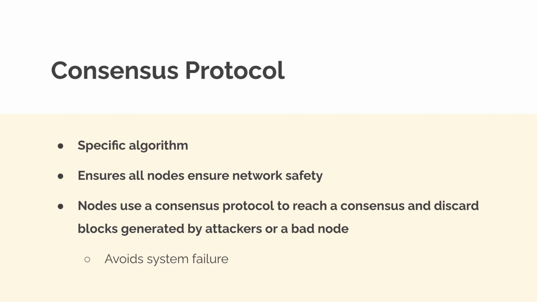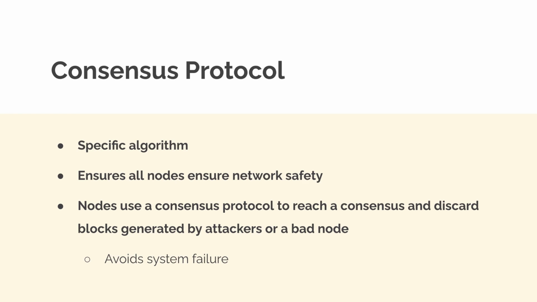As well, the Ethereum blockchain uses a consensus protocol for safety. This consensus protocol is also called a consensus algorithm. It is an algorithm that ensures all nodes are safe. So we are ensuring that the nodes of the network are all ensuring network safety. An algorithm, if you don't know, is a piece of code that is specifically written to execute some task.